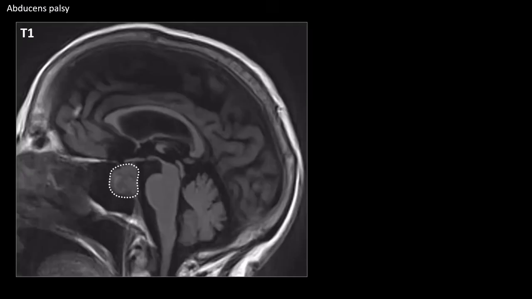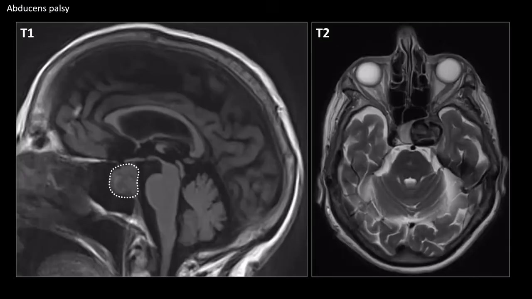Let's look at an axial image, and what do we see? We see a left parasellar region that is very hypointense on T2 weighted images. Now, what can be hypointense on T2? This could be acute blood, but it can also be flow void. So this could be a hemorrhage or it could be a vascular lesion.